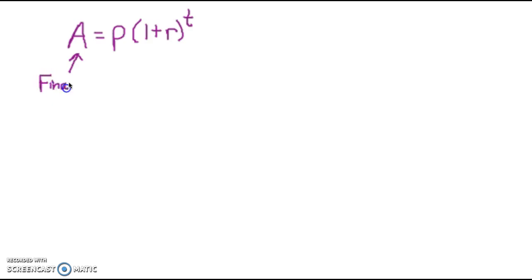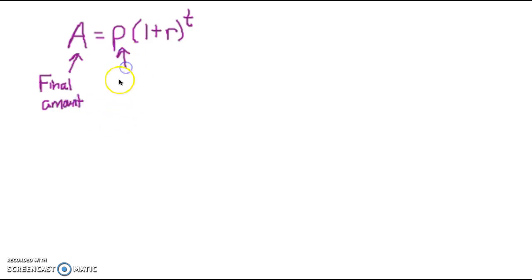Okay, so the formula that we were using, my students already have this written down. It's A equals P times (1 plus R) to the T. This is our most basic compound interest formula. And once again, the A is equal to the final amount in the account. The final amount.